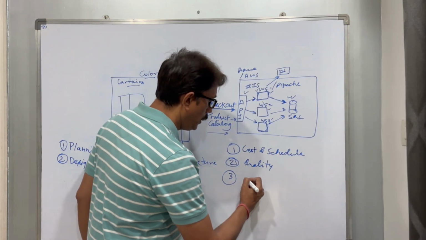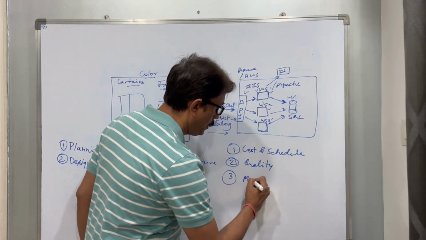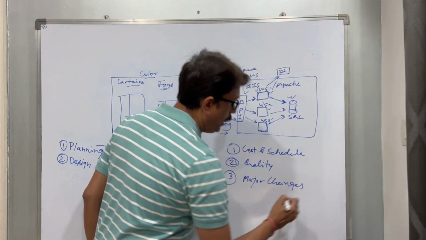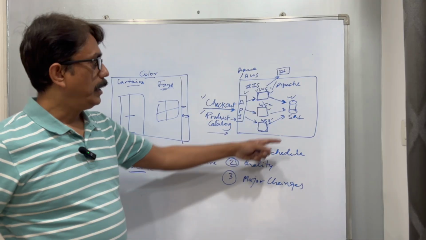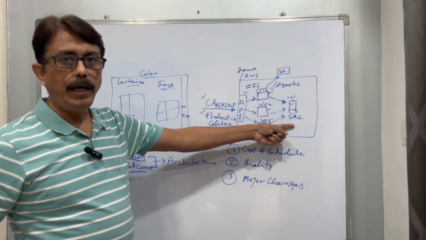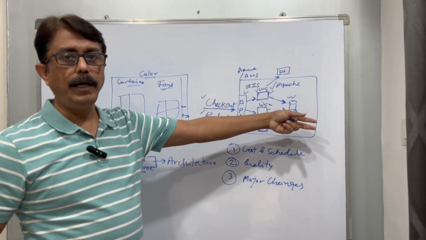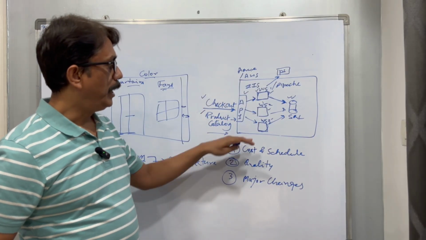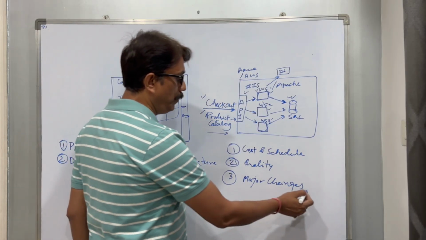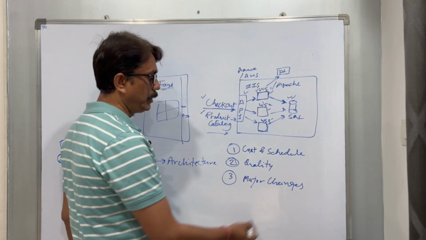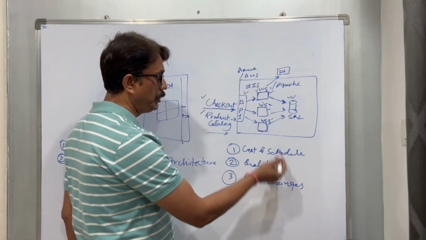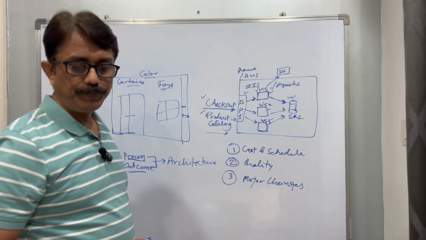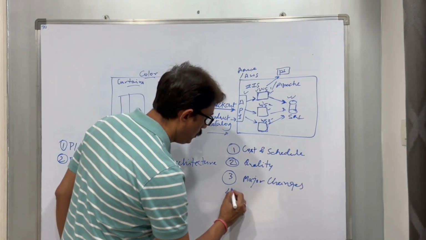So to avoid major changes at a later point in time, or when the system is ready or built, those major changes we want to avoid, and if we want to avoid those changes we have to define the architecture.